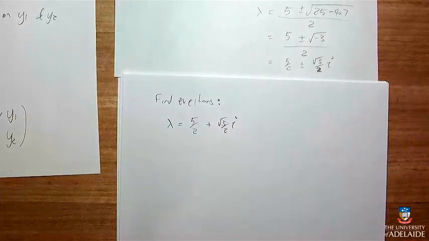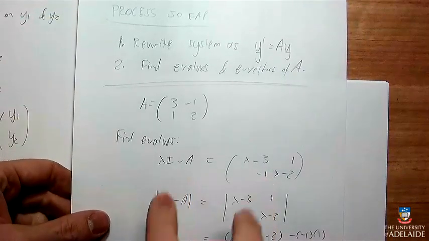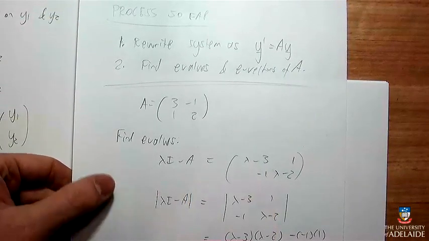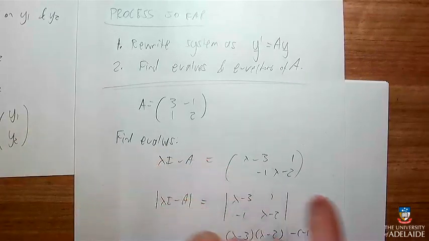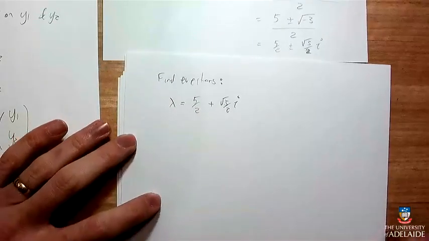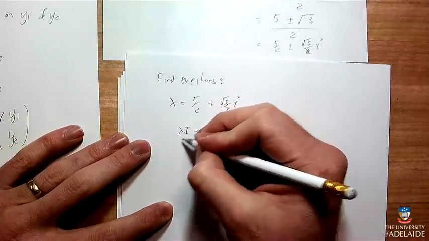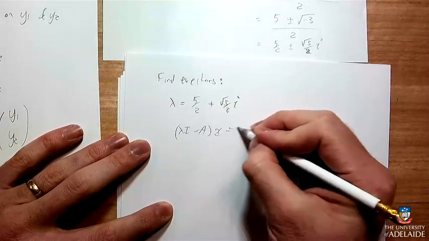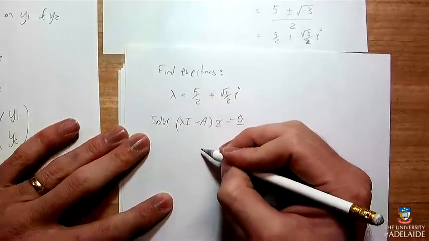So I plugged lambda back into the original equation just here. Technically we're missing a piece of this equation. To figure out the eigenvector, it's lambda I minus A times x equals 0. That's what I want to solve.